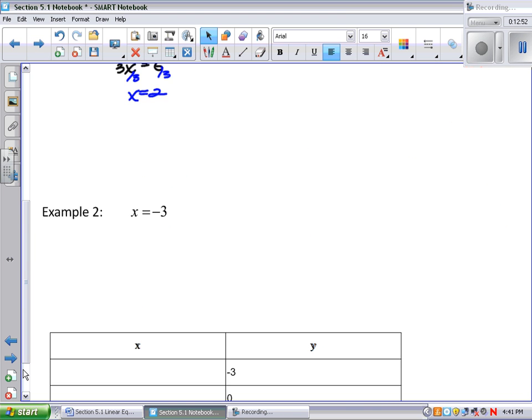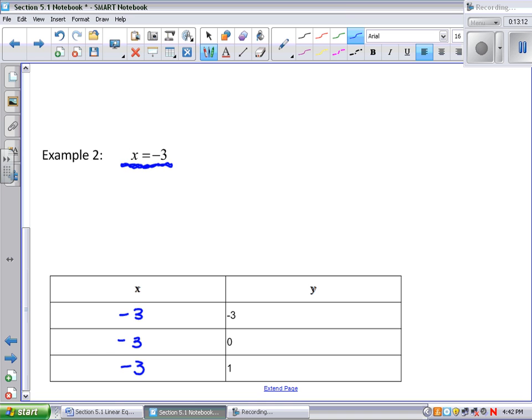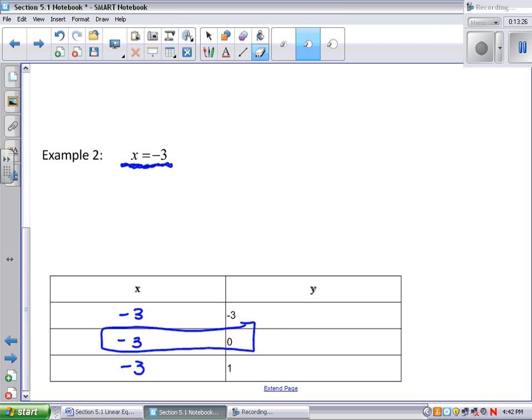Example number 2 is one of our special kinds of lines. We only have one variable in our equation. So the only thing that this equation tells us is that x has to be -3. So when I look at my table, I know x has to be -3. I have to plug -3 in for all of my x values. This special kind of line is a vertical line. We are only going to have one intercept. We're only going to have an x-intercept for this particular kind of graph.